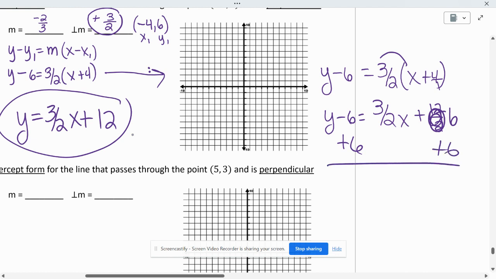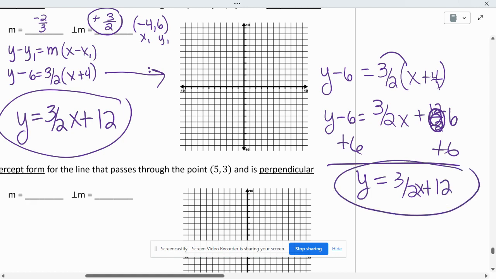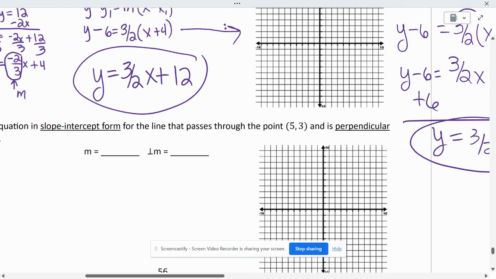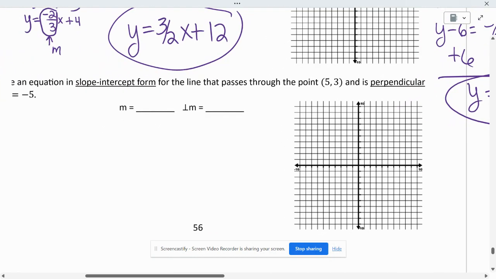Add 6 to both sides. Y equals 3 halves x plus 12. That's how we made that happen. Okay. We're going to do one more example.